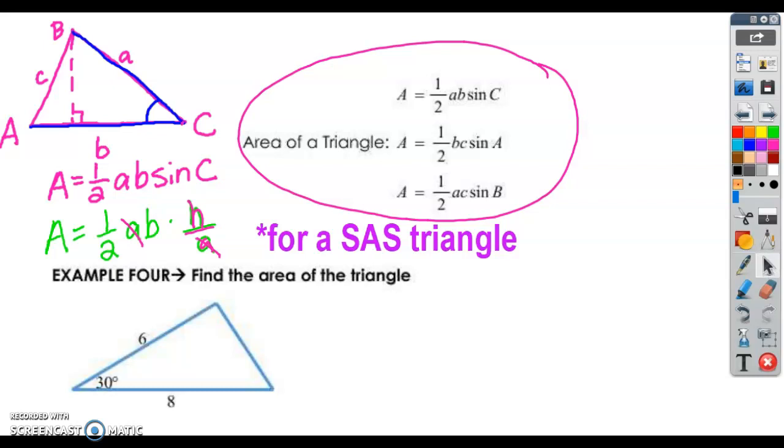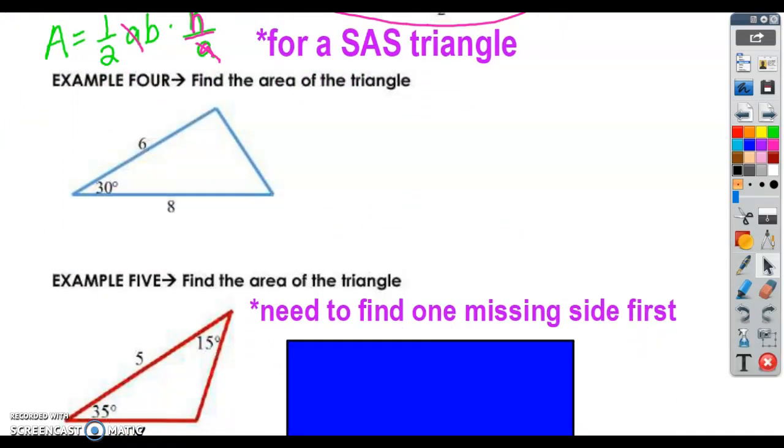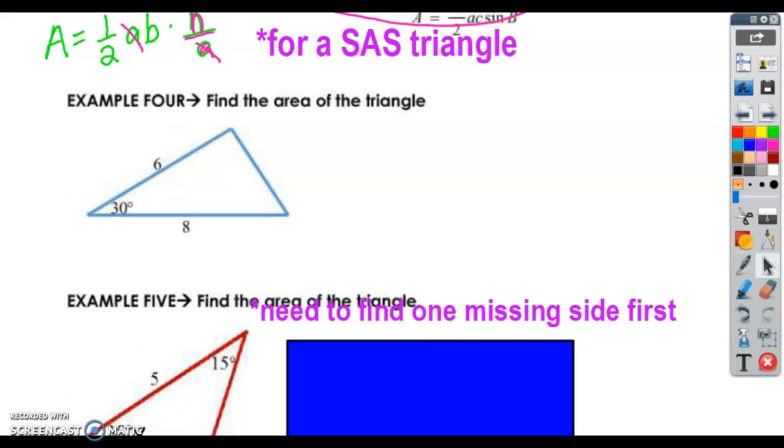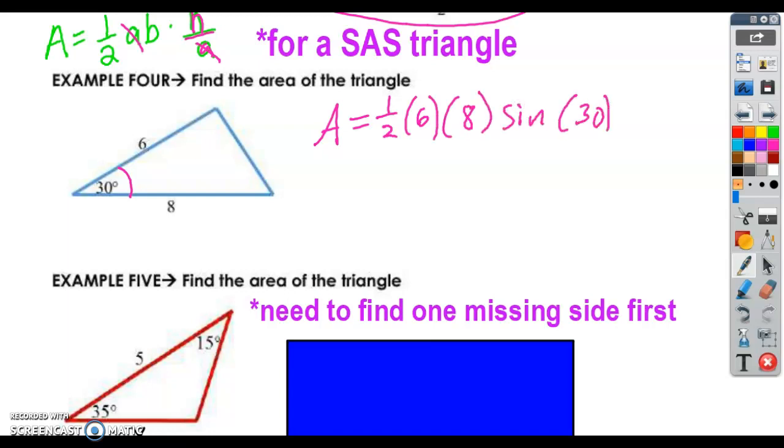This looks complicated because the a's, b's, and c's are all switched. But I don't even think about that when I do these problems. We need a SAS, side angle side, triangle. If you've got the two sides and the angle in between, I usually just write area equals 1/2 times 6 times 8 times the sine of the angle in between. And of course, that's in degrees.